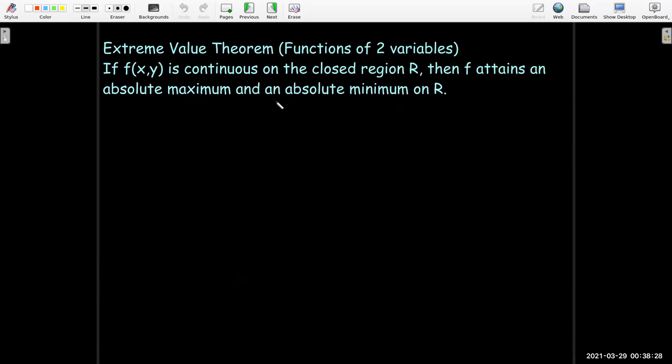So now we have an extreme value theorem for functions of two variables. If you have a continuous function on a closed region R, then f is going to attain its absolute maximum and absolute minimum on that region.